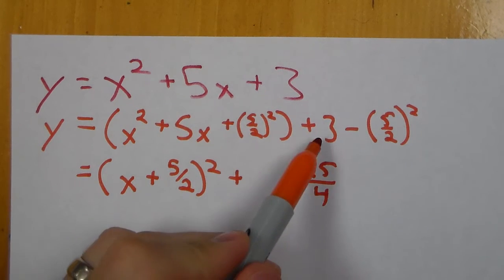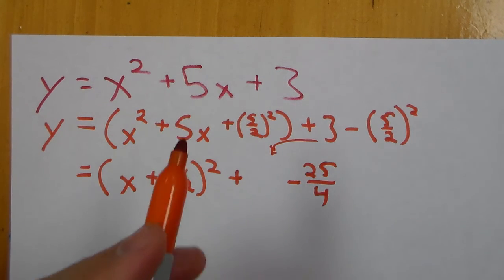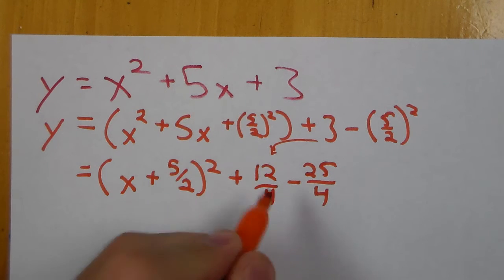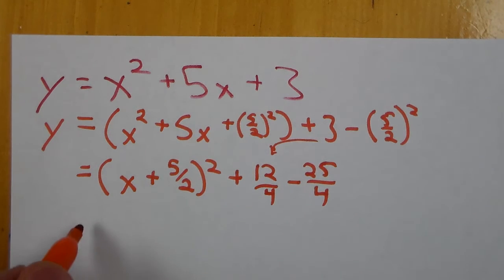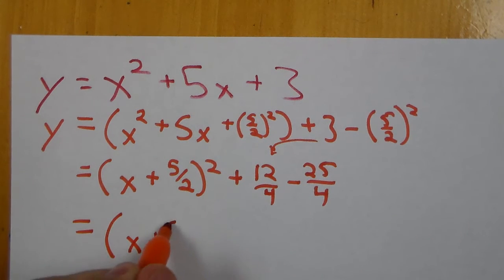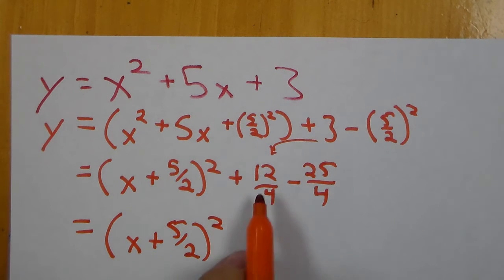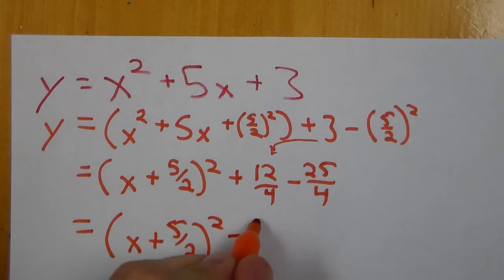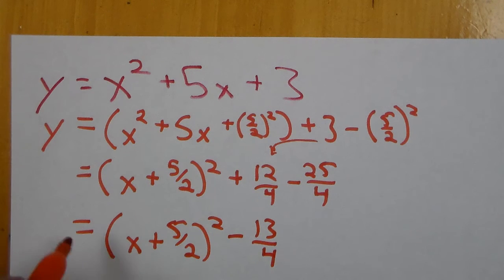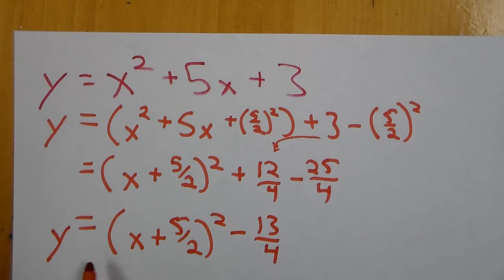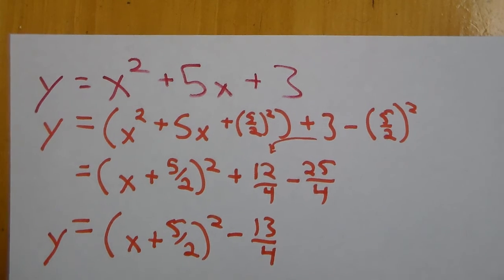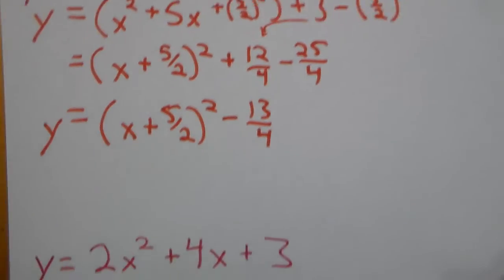And I'm going to rewrite 3 so it matches that. So let's make it 12 over 4. So now they're like denominators. So 12 minus 25 is negative 13 over 4. So our equation is now y equals x plus 5 over 2 squared minus 13 over 4. It's in vertex form. We could graph if necessary.